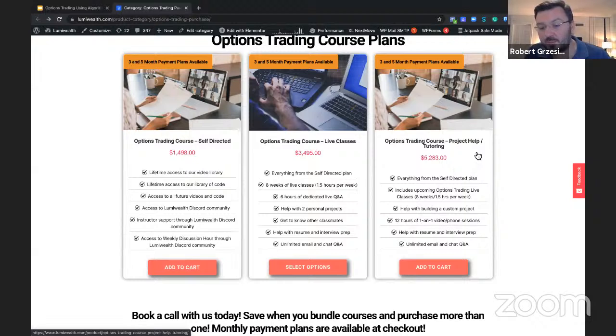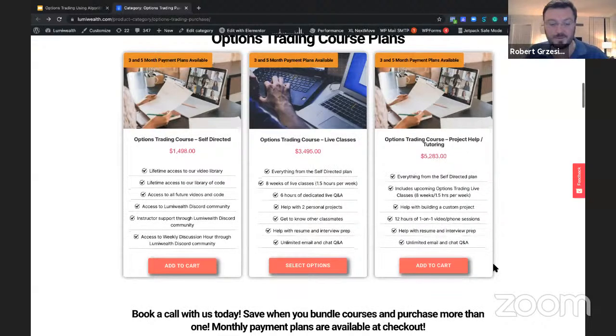And then our Project Help and Tutoring plan is about $5,300. Again, payment plans are available. This is that white glove service. We'll help you, like we'll write code for you, basically. You get everything from the self-directed and live trading plans, right? You get the upcoming live plans. And then you'll get help with building a custom project. You'll get lots of one-on-one video and phone sessions. We'll write code for you. And we'll again help with your resume and all that sort of thing as well, if that's what you're looking for, right?